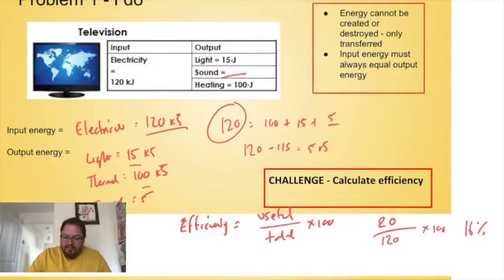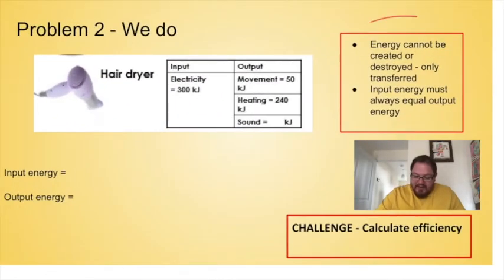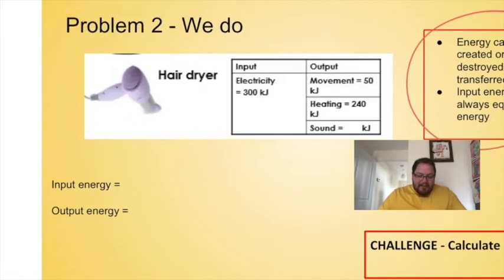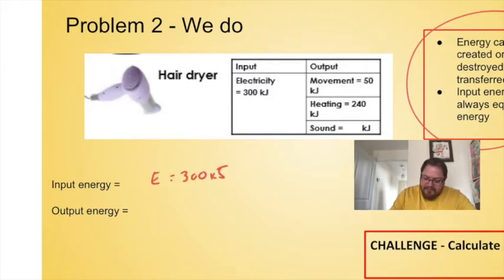Okay, let's try another problem. I've got my success criteria here. I've got the input energy. My input energy is electricity, so I'm not going to write electricity down this time. I'm just going to put E equals 300 kilojoules. And then my output energy. Now I'm going to start dividing these up into useful and wasted, because it helps me when I come to my challenge. So a hairdryer. You've got a fan inside a hairdryer that moves, so that is a useful energy. The movement, or kinetic, we're going to call it, is 50 kilojoules.